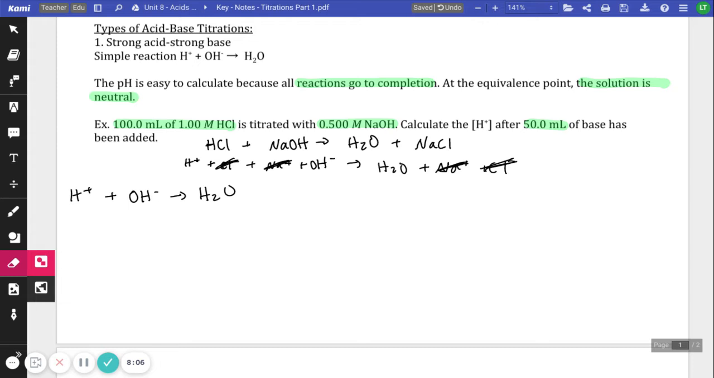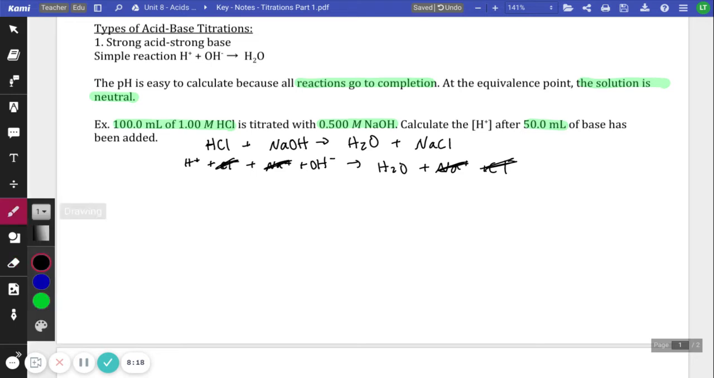So strong acid, strong base, that should be your net ionic. Okay, so first thing we need to figure out, though, is how much hydrogen and how much hydroxide we are actually using in this reaction. These are both strong acids and strong bases, so they are going to completely dissociate. So if I have 1 molar of HCl, that means I have 1 molar H+. And I need to figure out how many moles of H+ I have.